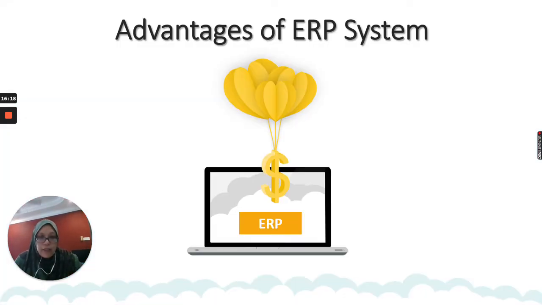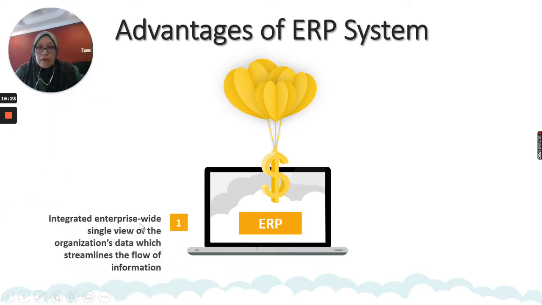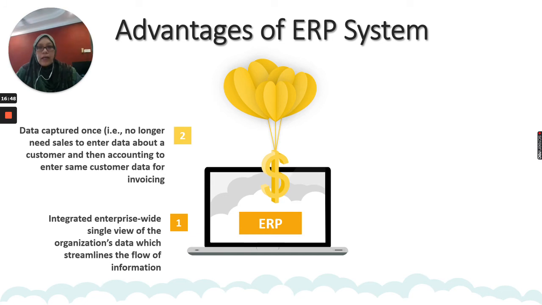So these are some of the advantages of having this ERP system. The first one, okay, they can integrate an enterprise-wide single view of the organization's data. Okay, because it is kept in one place, everyone can see all the data about the business activity in an enterprise-wide single view. Okay, so they can see the whole process in one system. Then data is captured once. Okay, so there is no longer a need for sales to enter data about the customer, then accounting to enter the same customer data for invoicing.